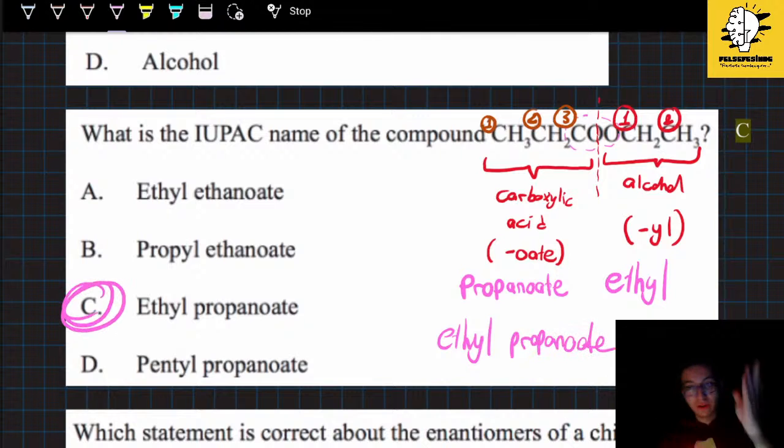Just use this trick: divide it from the O, and the part with the CO will be your carboxylic acid. We are adding the suffix of -oate, and for the other part, this will be your alcohol, and just add "-yl", like methyl, ethyl, propyl, those kind of things.